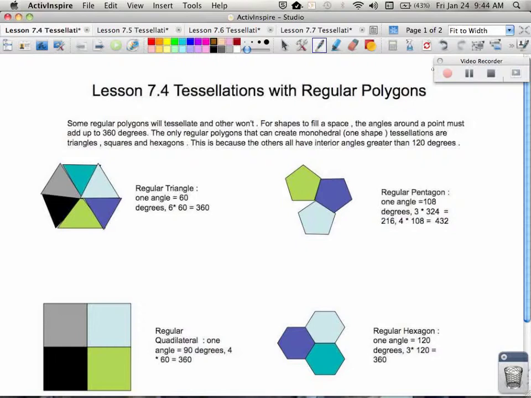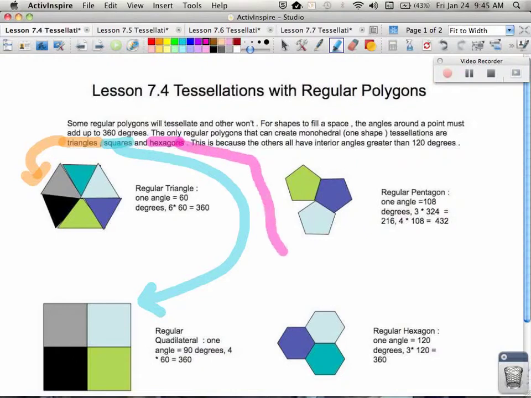And the only regular polygons that can create what they call monohedral or one-shape tessellations are triangles. And you'll see that the triangles that we're talking about are the ones right here. The second group that can do this are the squares. And so the squares that we're talking about are the ones down here. And the last ones that can do this are the hexagons, and you can see those down below. So only three shapes can create monohedral, or in other words, one-shape tessellations.